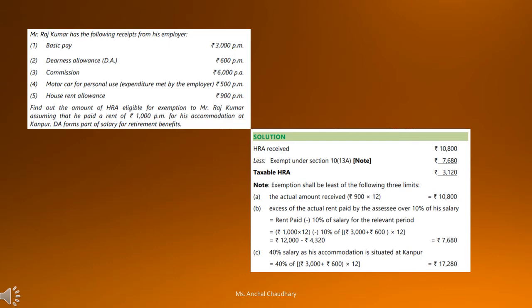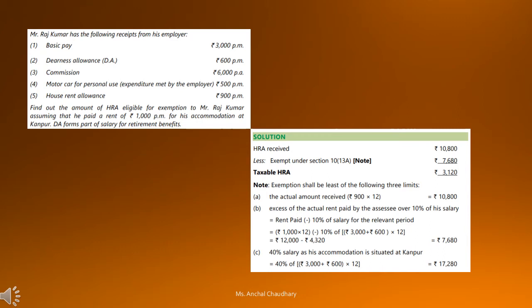So let's understand the concept of house rent allowances through an example. This is a question which is mentioned over the left side. Mr. Raj Kumar has the following receipts from his employer: basic pay 3,000 per month, DA 600 per month, commission 6,000 per month, motor car for personal use 500 per month, HRA 900 per month. Find out the amount of HRA eligible for exemption to Mr. Raj Kumar, assuming that he paid a rent of 1,000 per month for his accommodation at Kanpur. DA forms part of salary for retirement benefits.